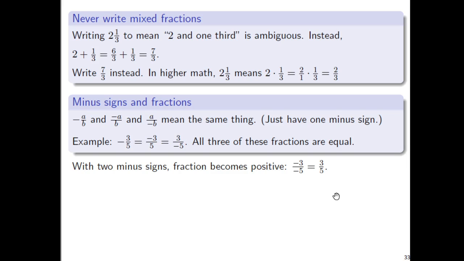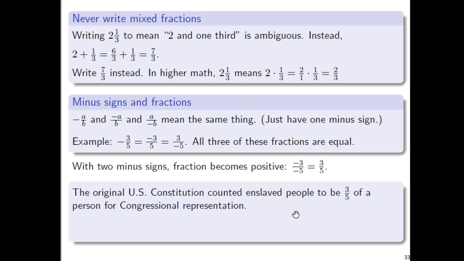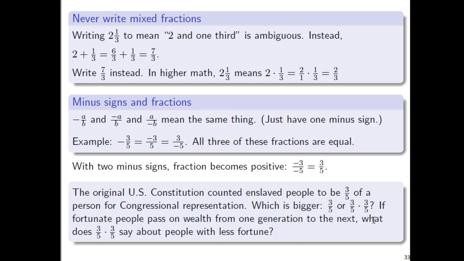So this would simplify to 3/5 positive. The original U.S. Constitution counted enslaved people to be 3/5 of a person for congressional representation. So it's actually interesting to think about what's bigger, 3/5 or 3/5 times 3/5. Well, you should work out what 3/5 times 3/5 is.